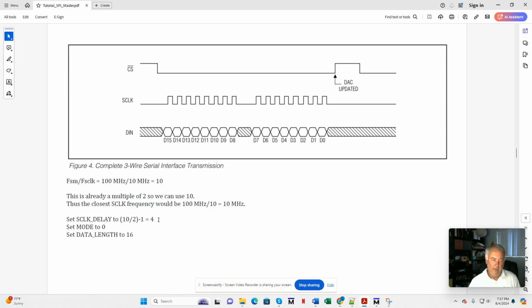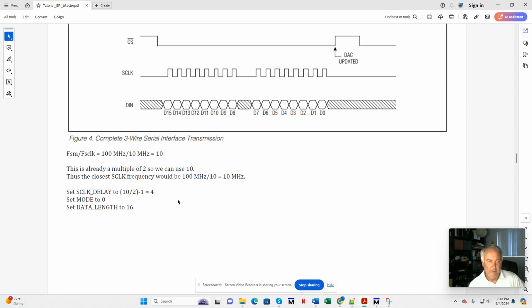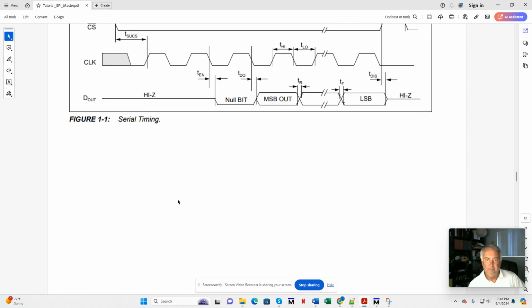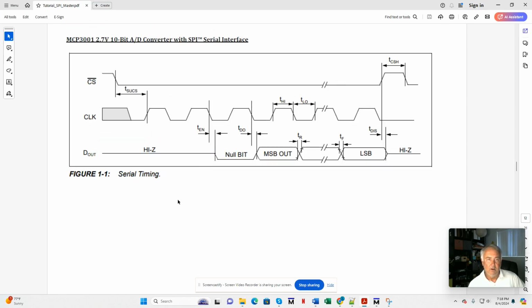So we're going to dwell on the state machine clock for 5 clock periods while this clock's high and 5 for low. It's mode 0. I can clearly see that from here, and the data length 16. All right, so we've set up that guy. And one more, actually maybe two more. I think one more peripheral.